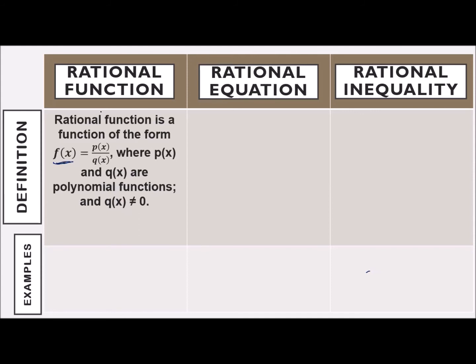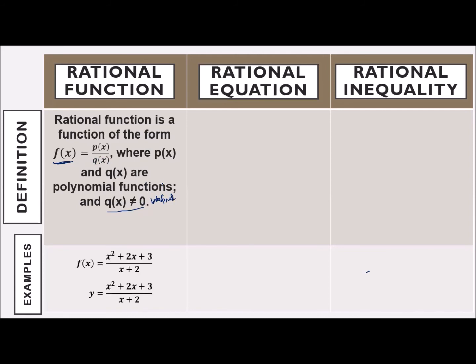So basically, ang pinaka-importante dito nating tandaan is yung f of x. Yan ang notation ng functions. Pag nakakita tayo ng f of x, a function na to. Okay? Remember this, p of x over q of x. Yan ang nagsasabi ng rational. At bakit q of x should not be equal to 0? Kasi yung denominator natin, bawal siyang maging 0. Kasi magiging undefined. Okay? So please do remember that.